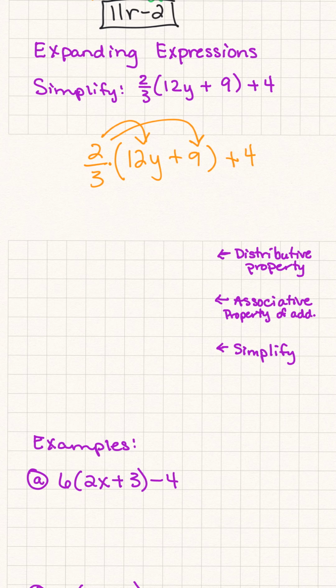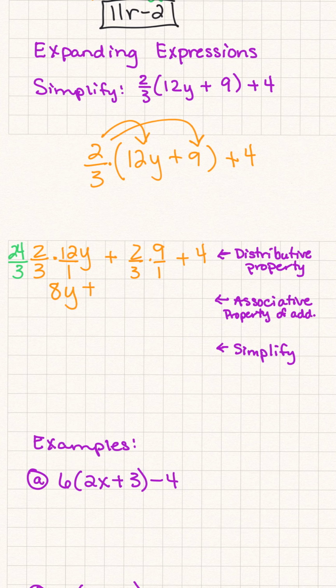So when we have 2/3 times 12y plus 2/3 times 9, and then plus 4, we are going to multiply these. So you could just multiply them straight out. 2 times 12 is 24. 3 times 1 is 3. And then you go 24 divided by 3. So that's going to equal 8y.